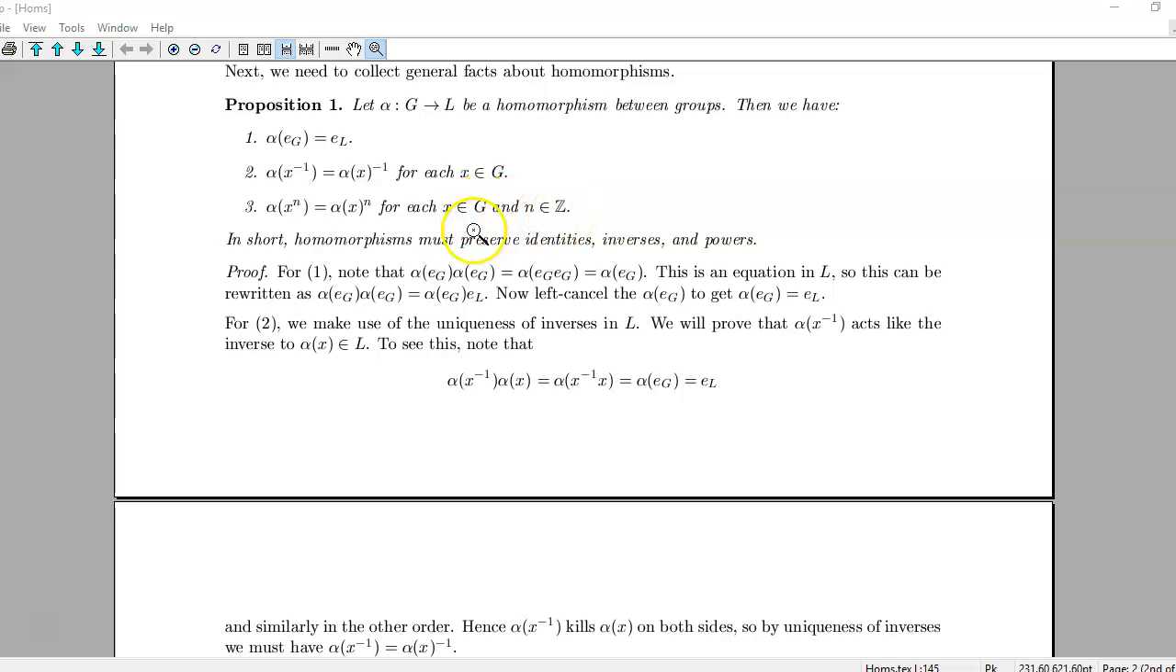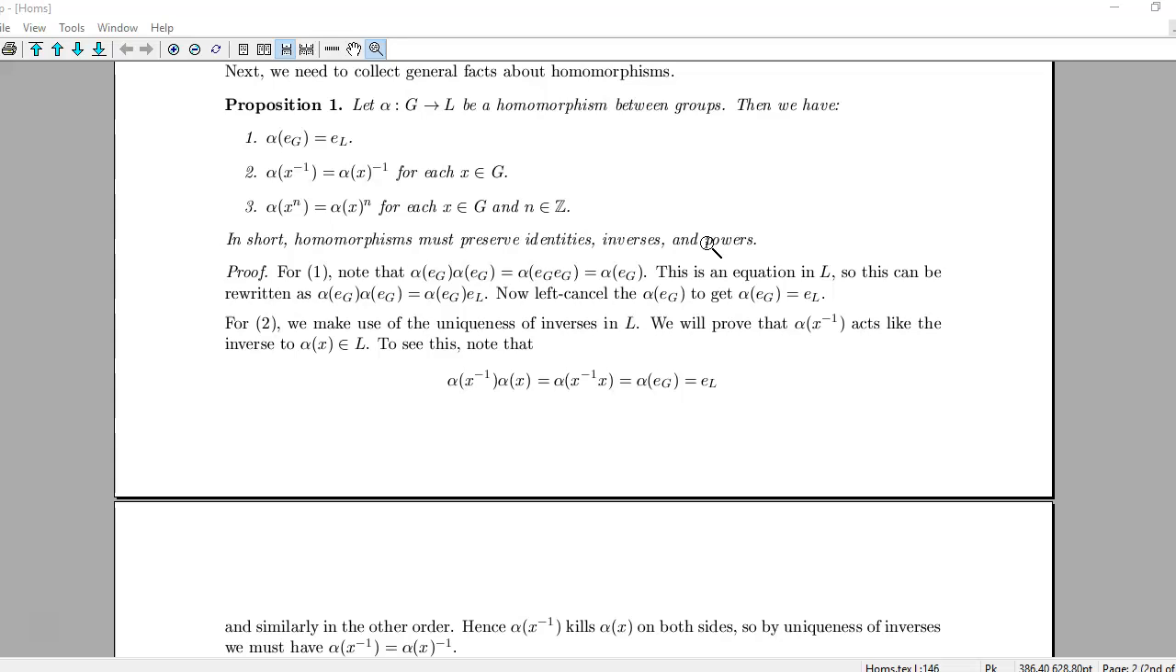Okay, so in short, homomorphisms must preserve identities, that's statement 1, inverses, that's statement 2, and integer powers, that is statement 3. Okay, so I'm going to walk you through the proofs of these because this is an incredibly important fact. Okay, so let's prove the first one first, that alpha has to preserve the identities in each group.